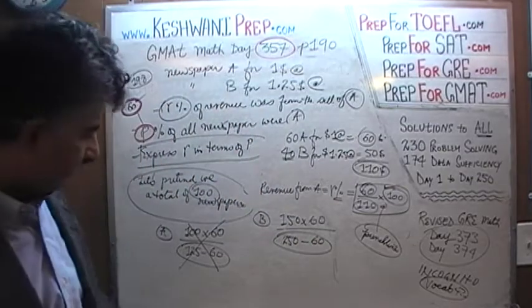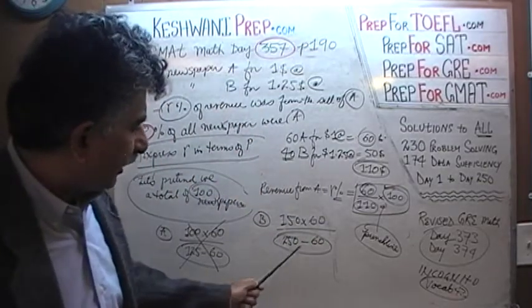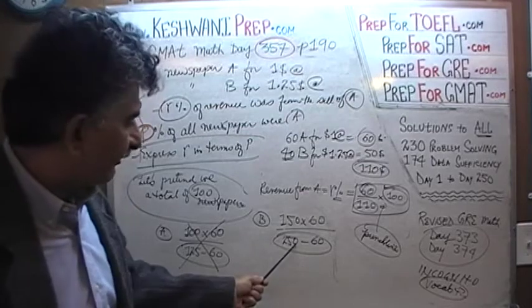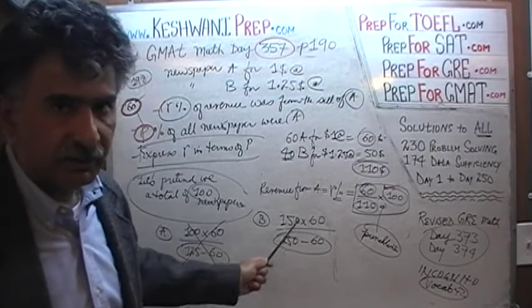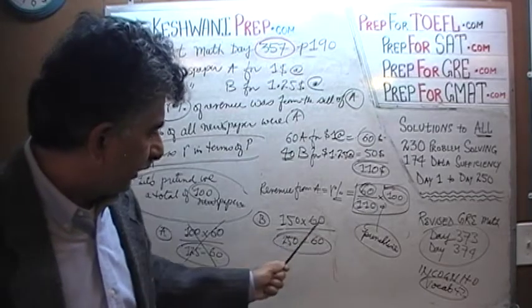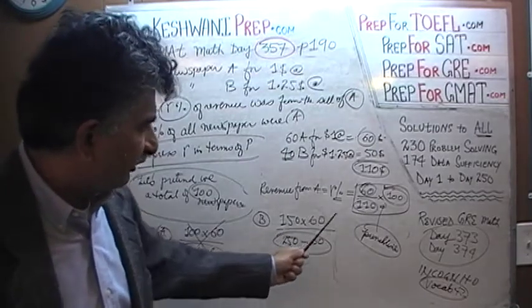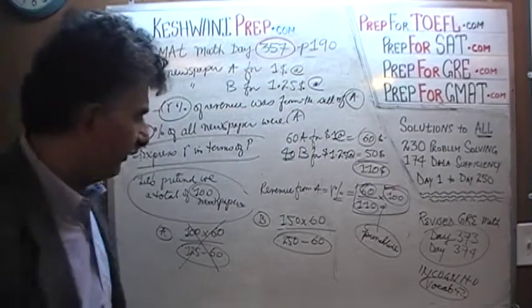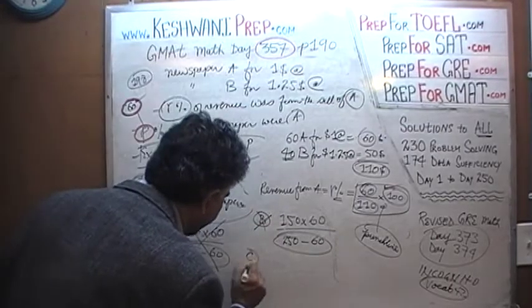No, we got a problem here. We got a big time problem here. 250 minus 60 is 190. There is nothing we could do with 190 and 150 in terms of reducing it. So in the bottom we have 190, we need 110. On the top, we need 100 times 60, we have 150 times 60. Answer is not B. Let's look at C.